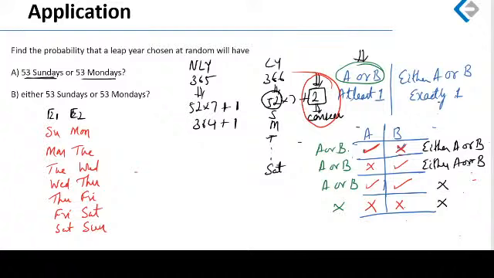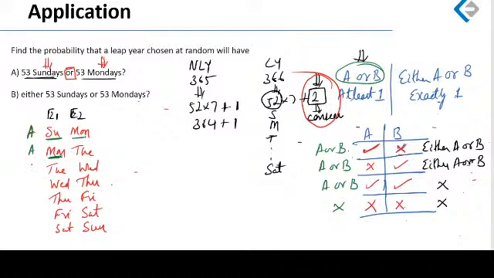Now look at the first one, friends. The first one is what? Simple "or". Simple "or" means what? At least one. Either I need to have a Sunday, or I need to have a Monday, or I can have both of them. Therefore this qualifies. This is fine for question A. This is fine because both are there. This is fine because Monday is there.